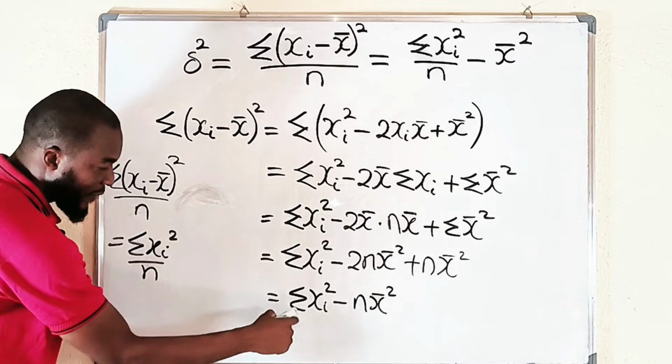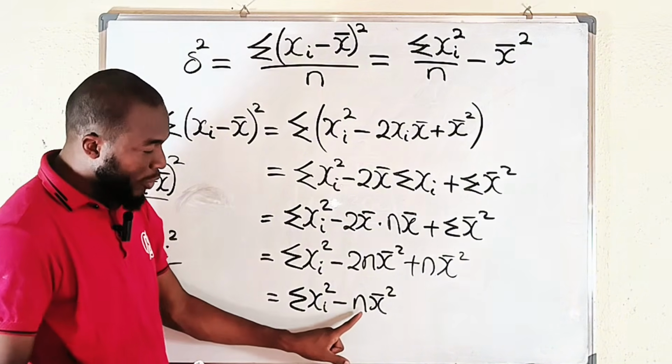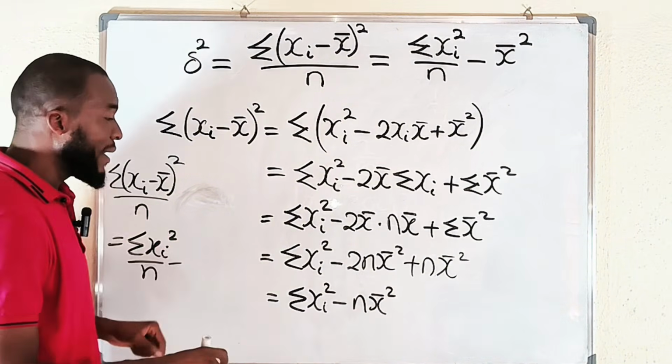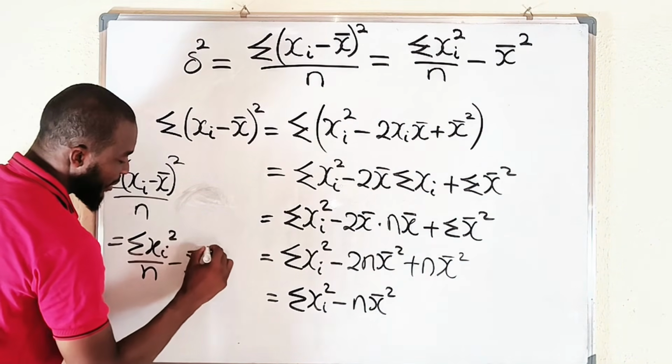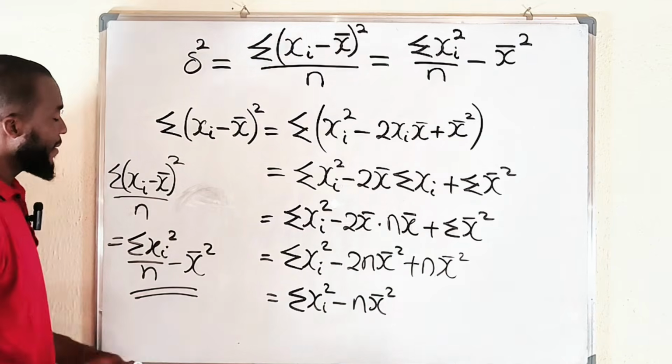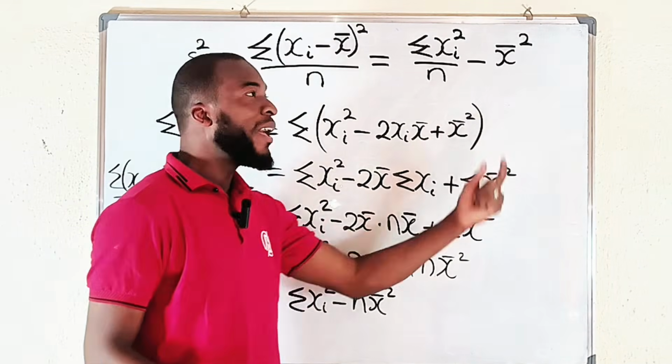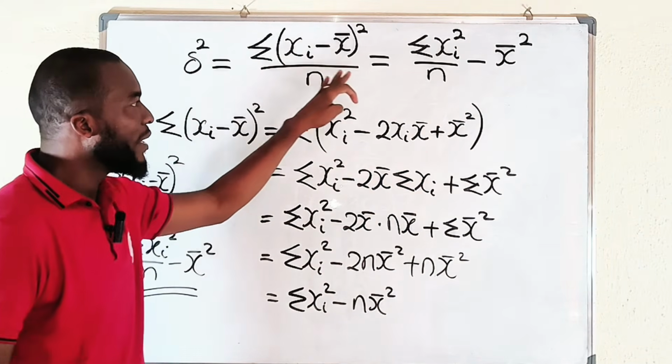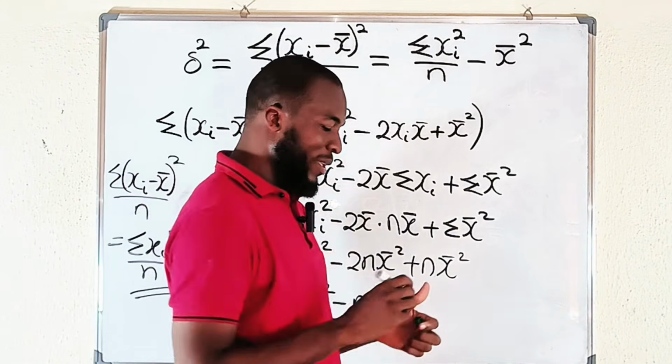That is the first term minus the second term. The second term contains n. If you divide by n, the n will cancel, leaving only x bar squared. So you can see that this is exactly what we have to the right hand side. And hence, this formula and this one, they are said to be equivalent.